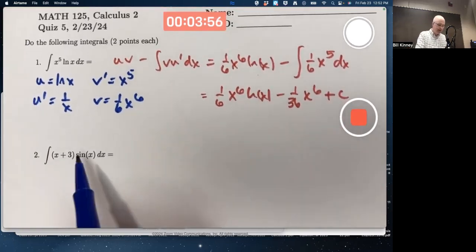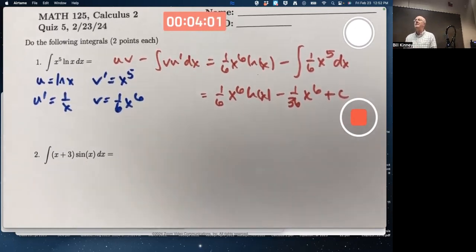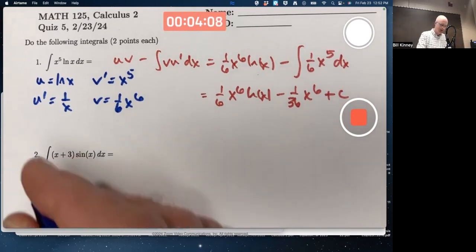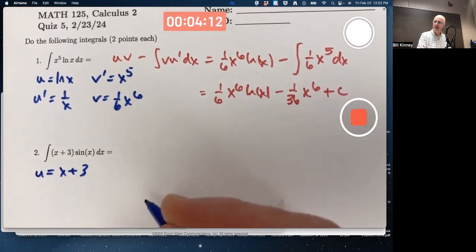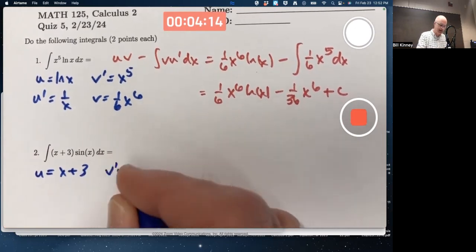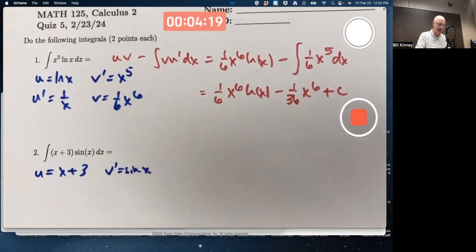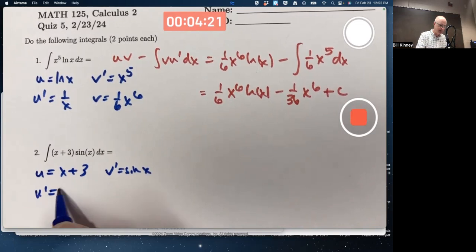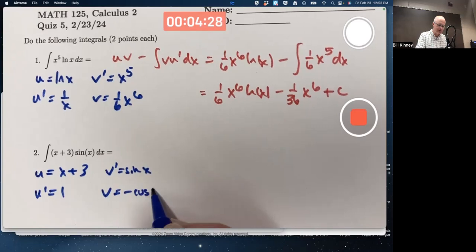Second problem, it's tempting to distribute the sine of x through the parentheses first, and that is okay. But you can use integration by parts with this as it is right away. Letting u be x plus 3, not just x, but all of x plus 3, v prime being sine x. Both of those things are easy to integrate, but if you choose u to be x plus 3, then u prime is simpler, just 1. If v prime is sine x, then v will be negative cos x.